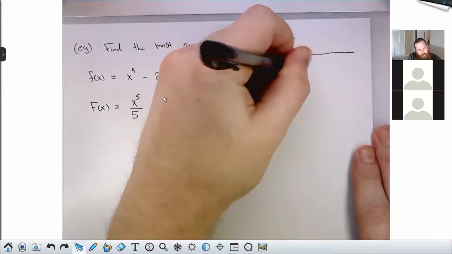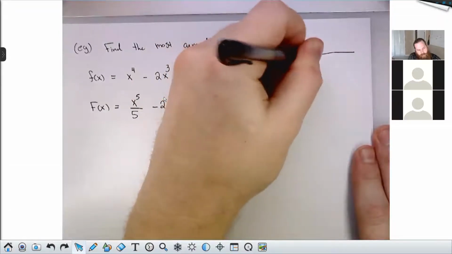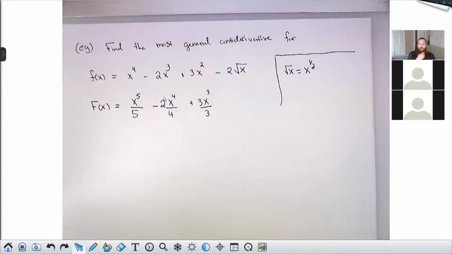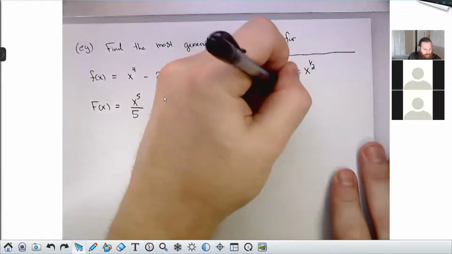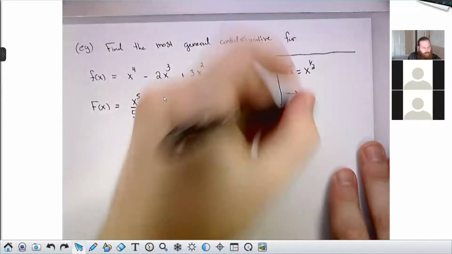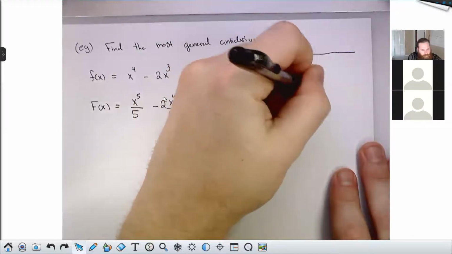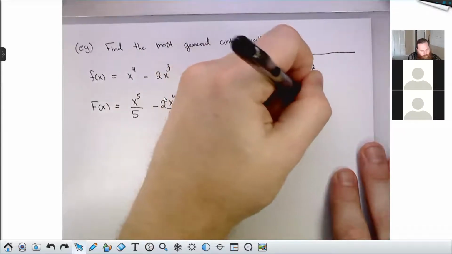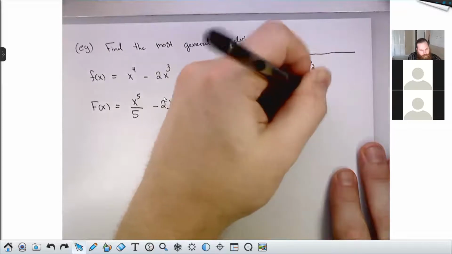Root x is x to the 1/2. No antiderivative or anything, that's just what root x is. So if I apply the power rule to that, I will get, I'm just going to use a squiggly arrow here for "I will get," x to the 1/2 plus 1 divided by 1/2 plus 1.